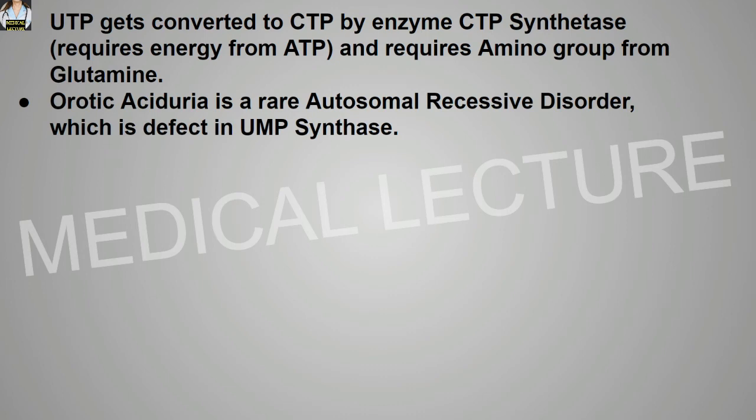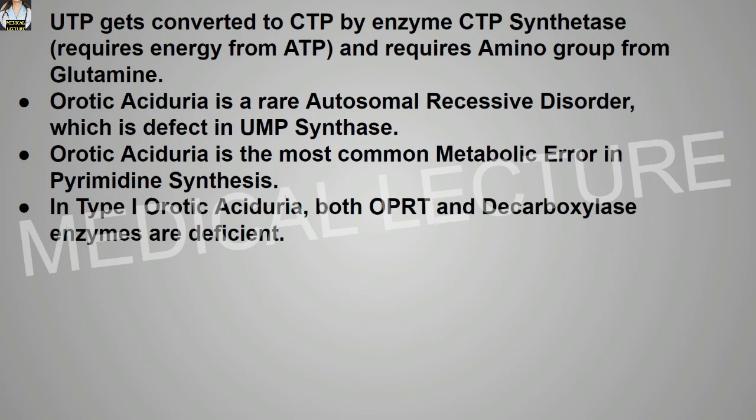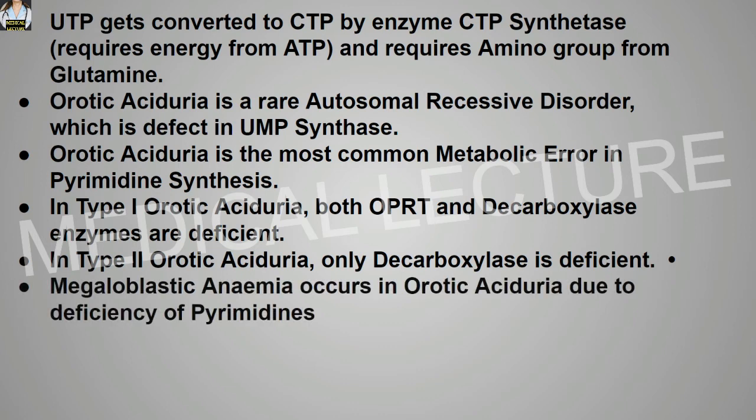Orotic aciduria is a rare autosomal recessive disorder caused by a defect in the UMP synthase enzyme. It is the most common metabolic error in pyrimidine synthesis. In type 1 orotic aciduria, both OPRT and the decarboxylase enzyme are deficient, while in type 2 orotic aciduria, only the decarboxylase enzyme is deficient. Megaloblastic anemia occurs in orotic aciduria due to deficiency of pyrimidines.